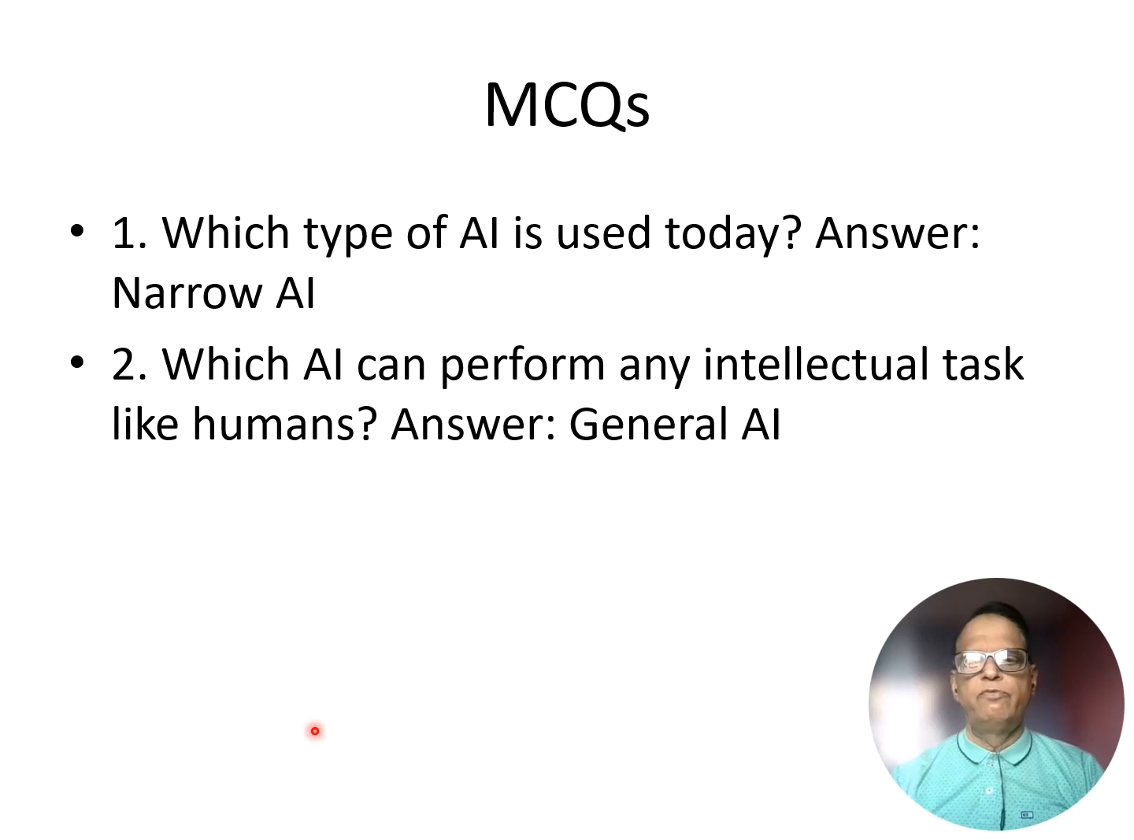So, this is the reflection spot. You can answer these questions. What type of AI is used today? The answer is narrow AI. And which AI can perform intellectual tasks just like humans? As we know, the answer is general AI.